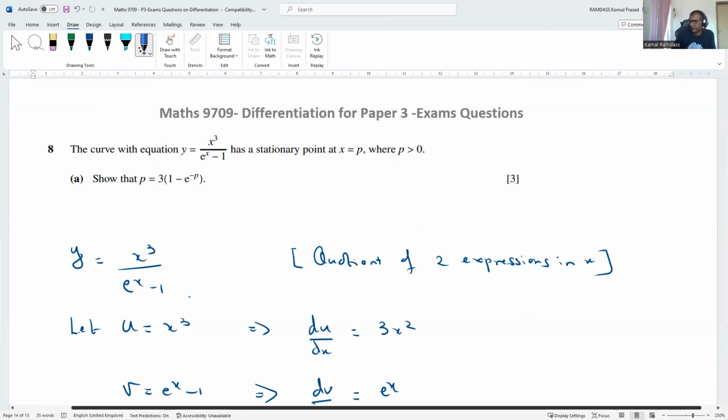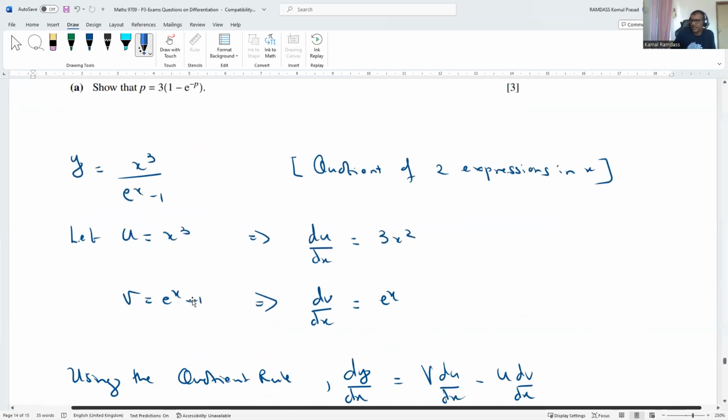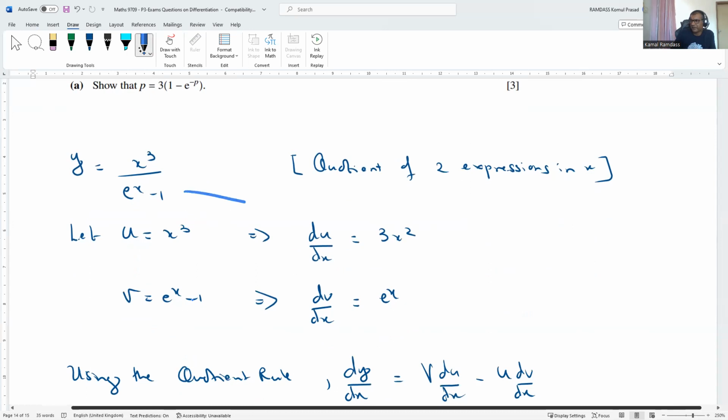Et ça, c'est un quotient of two expressions in x. Et on dit, let u is equal to x cubed, ça veut dire du by dx is equal to 3x squared. Let v is equal to e to the power of x minus 1, dv by dx is equal to, bon, le 1 va devenir 0, et e to the power of x reste pareil, e to the power of x.